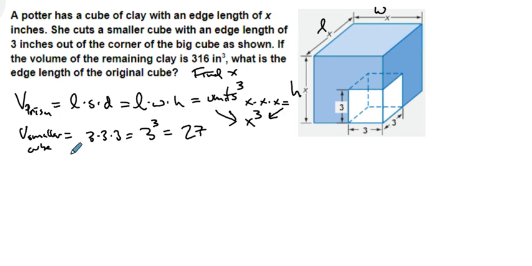And then the volume of the smaller cube is this. And I know the volume of the remaining clay: if I take the volume of the overall prism and subtract the smaller cube from it, it's going to give me this remaining volume right here, 316. So we have a problem we can work on now. We've got an equation. So what we're going to do is get everything over to one side so that we can factor and use our zero property.